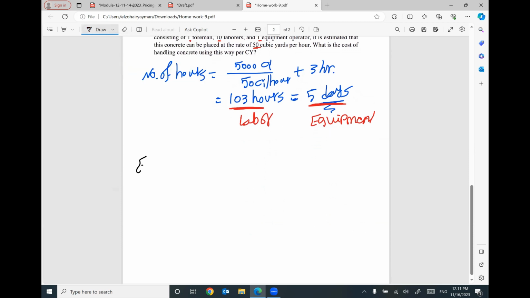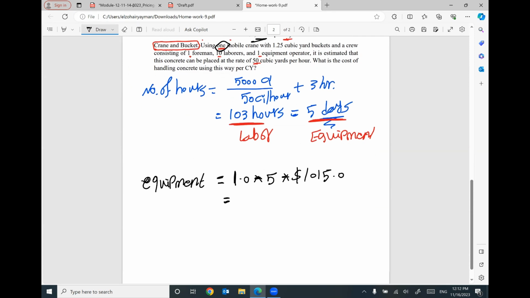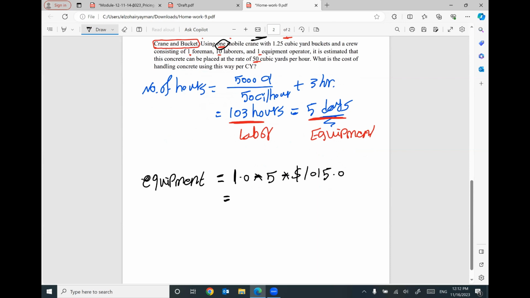For equipment, the cost will be, we are going to rent 1 crane for 5 days, and the cost per day is $1,015. That makes sense? So this is the cost. 1 times 5 times 1,015 equals $5,075. This is the total cost.